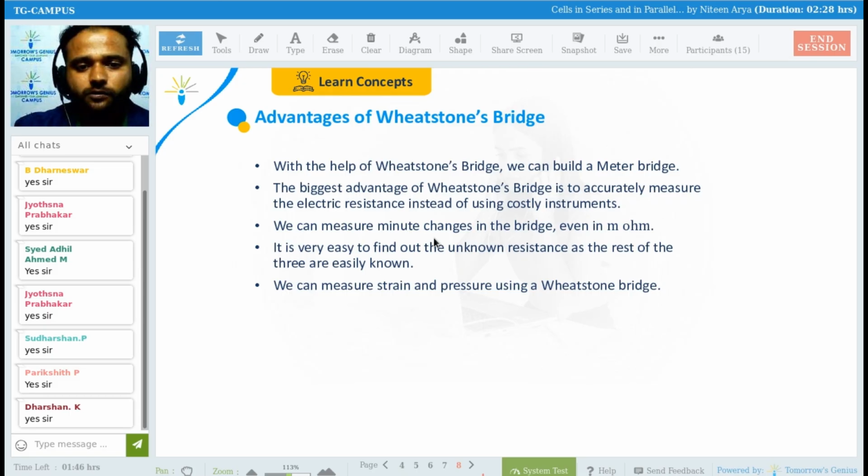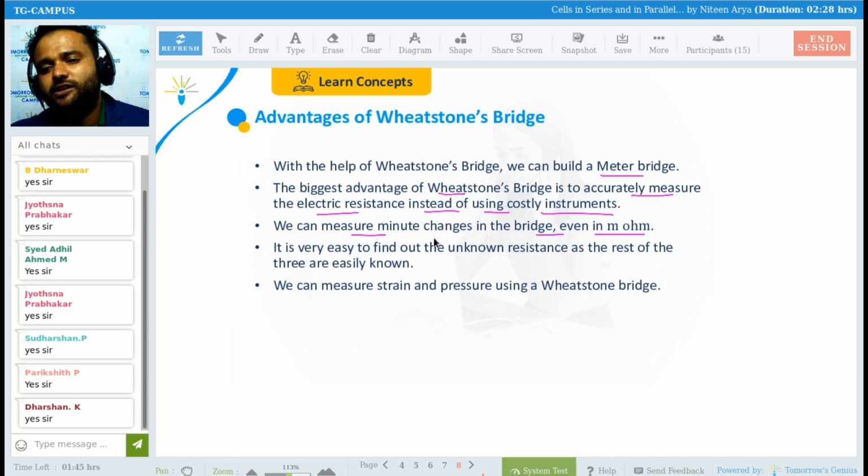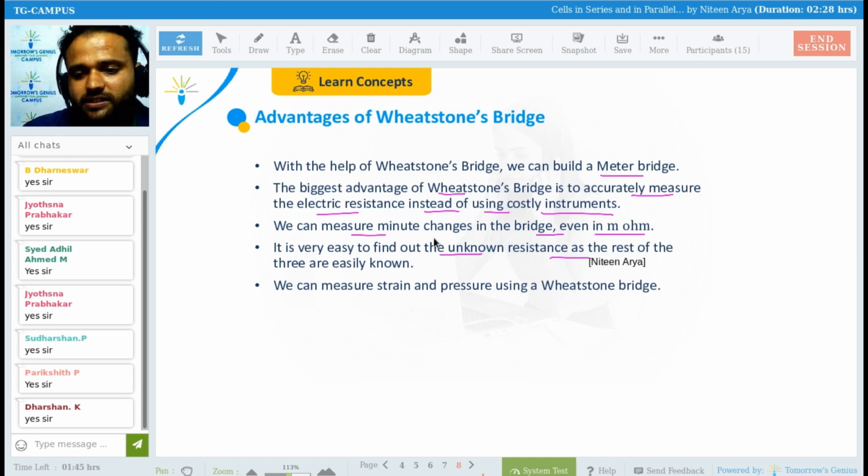So, advantages of the Wheatstone bridge. With the help of the Wheatstone bridge, we can build a meter bridge. The biggest advantage of the Wheatstone bridge is to accurately measure electrical resistance instead of using a costly instrument. We can measure minute changes in the bridge, even in milliohms. These are all advantages of the meter bridge. It is very easy to find the unknown resistance as the other three are easily known.